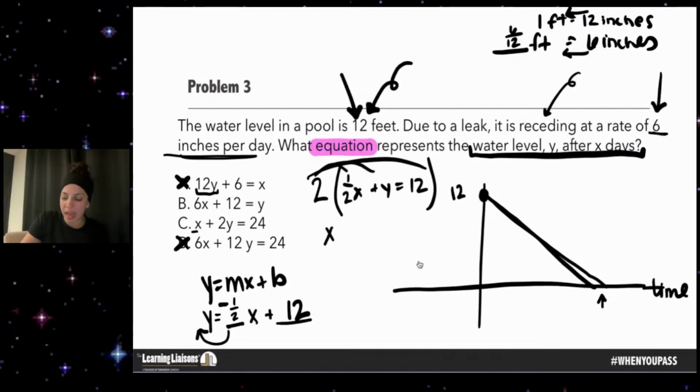Distribute, I end up with x plus 2y equals 24, and then C is my correct answer. Now, this is an interesting problem because there's a lot of ways we could manipulate it, but we kind of have to play with our answer choices to figure out what the best way to manipulate it is.